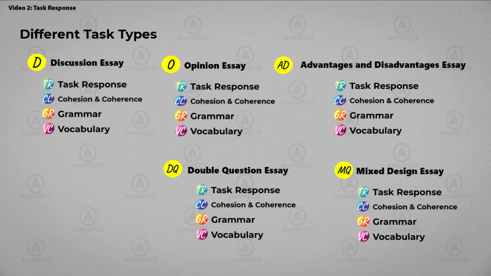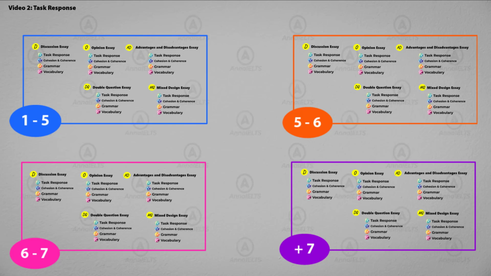We'll show you how to apply task response, cohesion and coherence, grammar, and vocabulary in different samples. Well, the good news is that you can choose the sample which is close to your band score. We have taught IELTS WAC in 4 score ranges. The first group is the score of 1 to 5, the second group 5 to 6, the third group 6 to 7, and finally the last group the score of 7 to 8. So choose the sample closer to your band score.